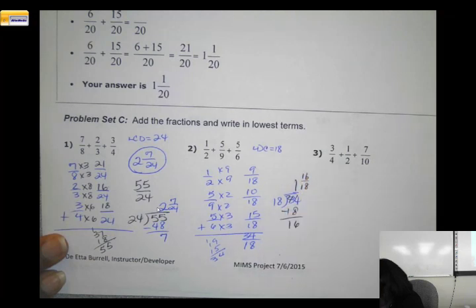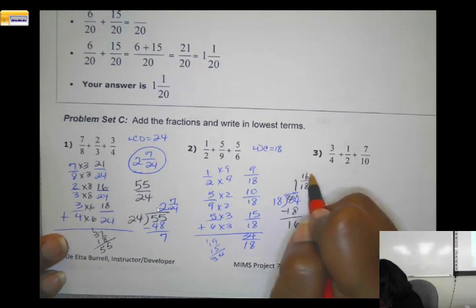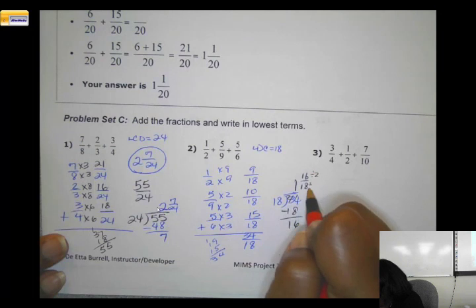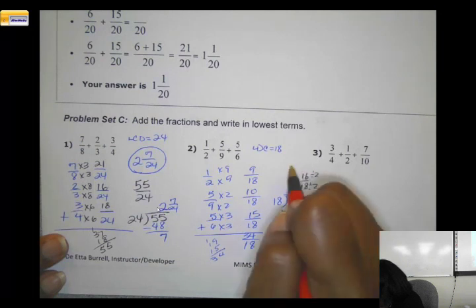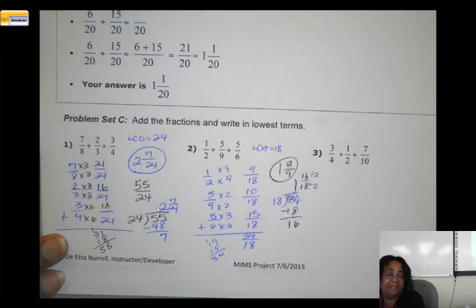Can I reduce that? What goes into both 16 and 18? 2, right? So I get 1 and 8/9. I had to reduce the 16/18.